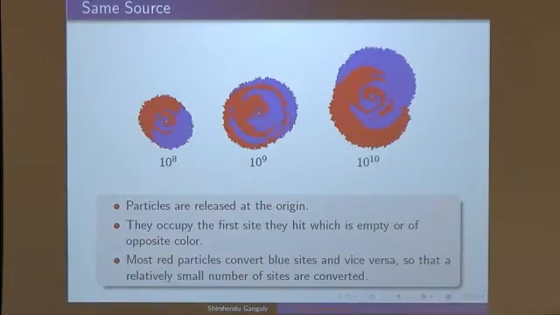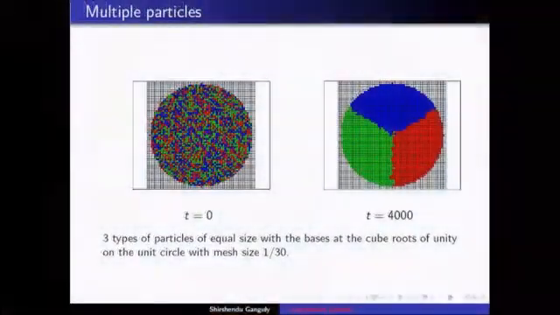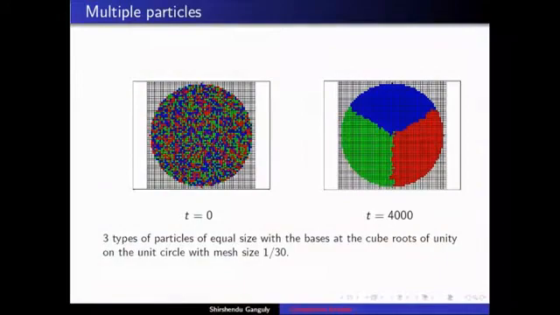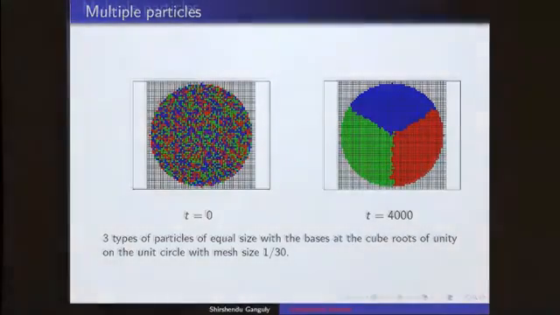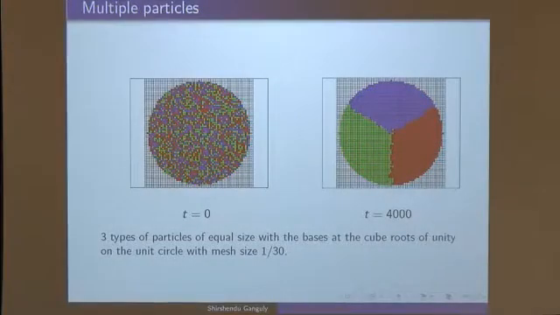Okay, so this is one, and then you can ask the question about what happens if you have multiple colors. So this is a simulation where you have 3 colors, each of mass 1/3, and the sources are the roots of unity, and then you run it, and this is what it looks like.